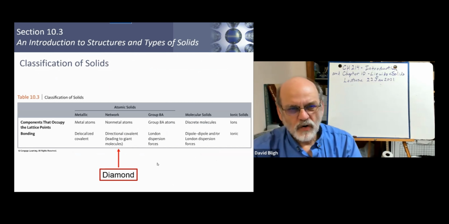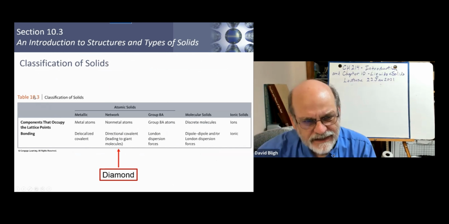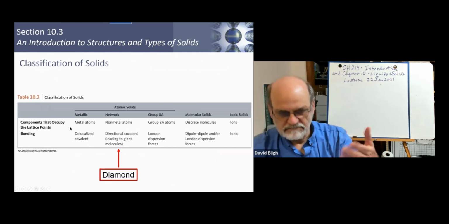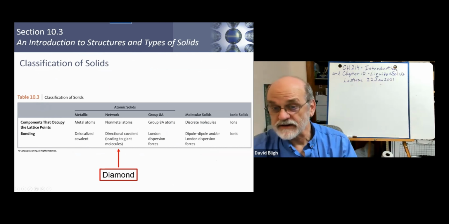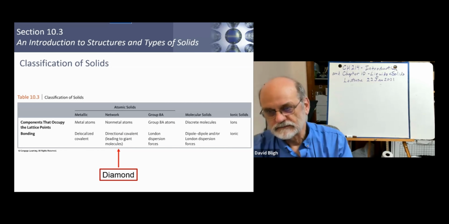Okay, so this comes out of my textbook, looks like chapter 10, and it just organizes the information. So metal ions are going to form metallic atomic solids, and they're held together by delocalized covalent bonds. Network solids like diamond, they're directional covalent bonds. Actually, a diamond with no flaws in it is one single molecule.